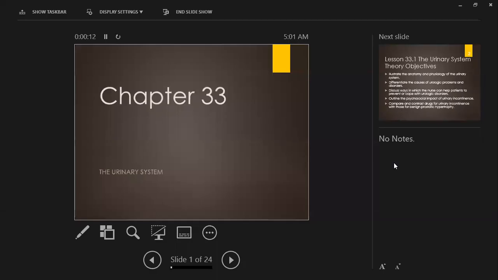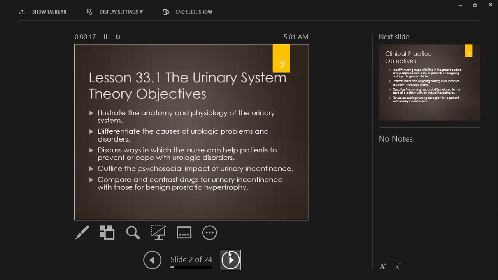Chapter 33, the urinary system. Lesson 33.1, urinary system theory objectives.